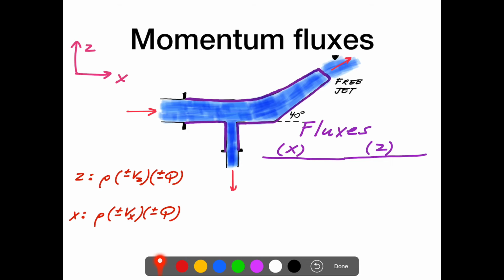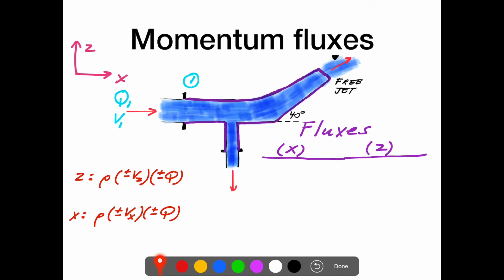So let's just do this. It's the easiest way to figure out how to do this. Okay, so I'm going to make a chart again here with columns for the fluxes in the x direction and the z direction, and those would be the x and the z as I've got here.